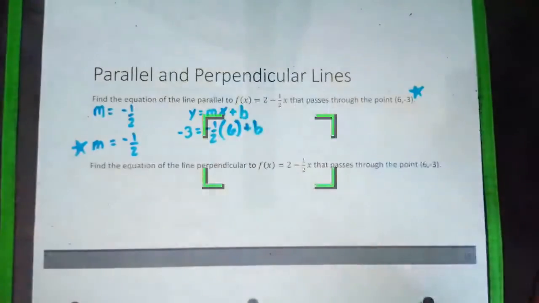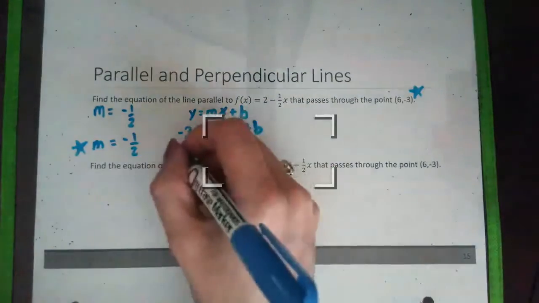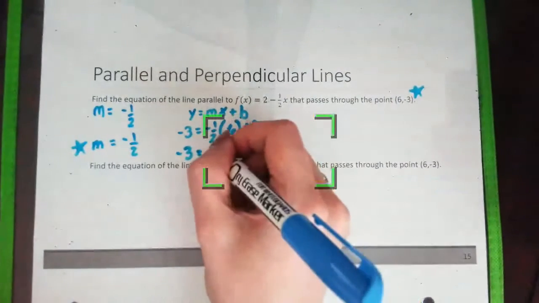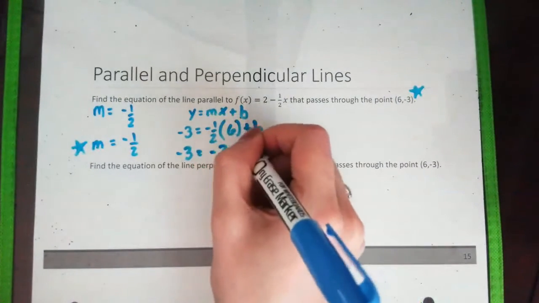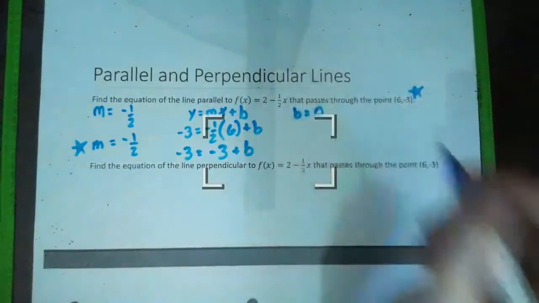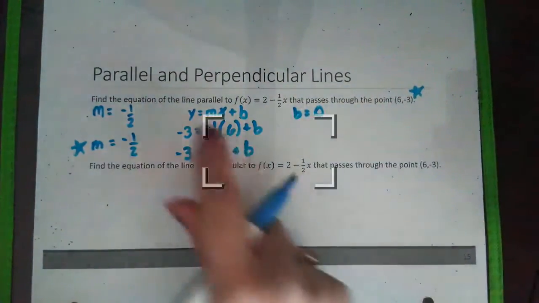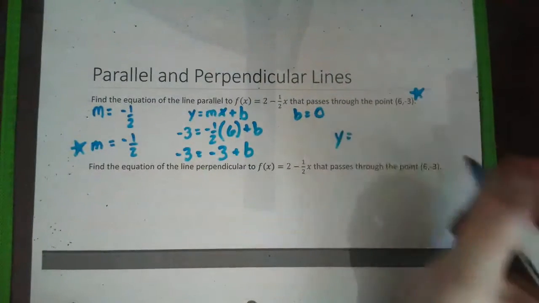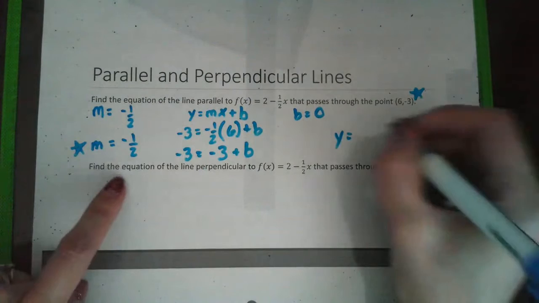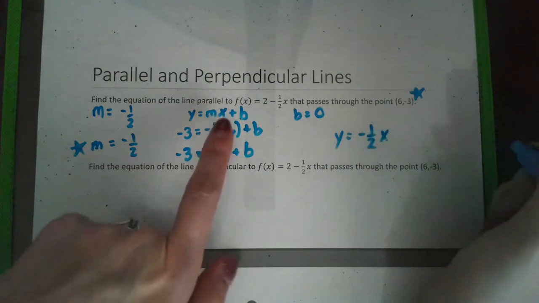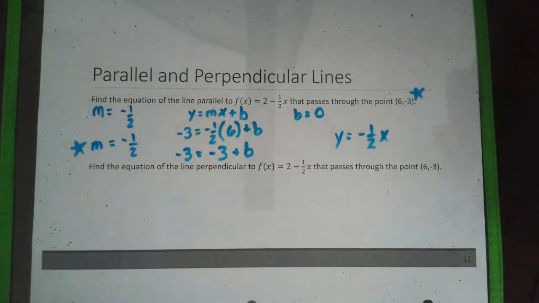We want to add b, and I need to solve for b. So -3 is equal to -1 times 6, which is -3, plus b. If I add 3 to both sides, I get b equals 0. So if I go back to y equals mx plus b, we get y equals, my m value was -1/2 times x, and then plus b would be plus 0, but I don't really need to write a plus 0.